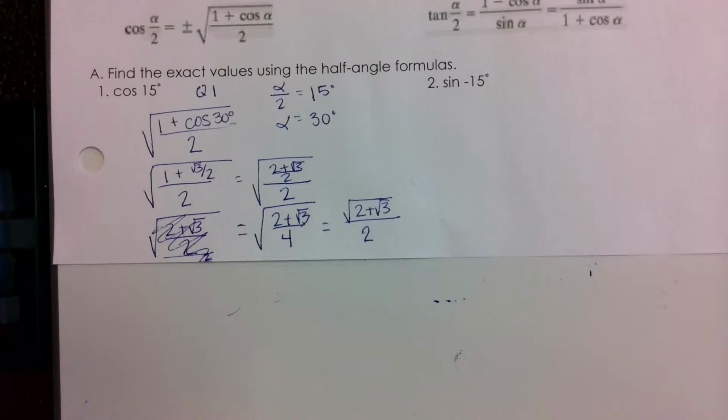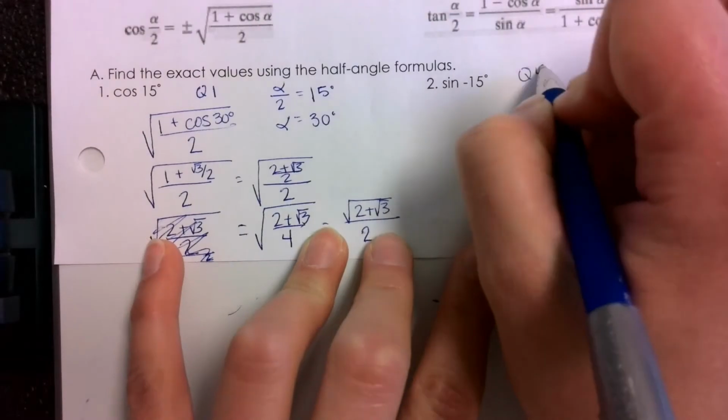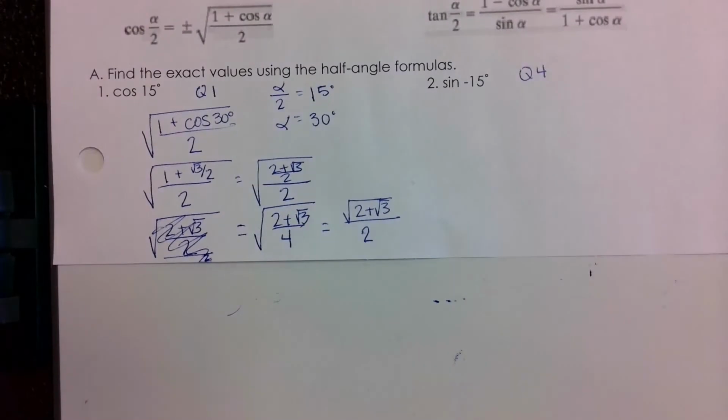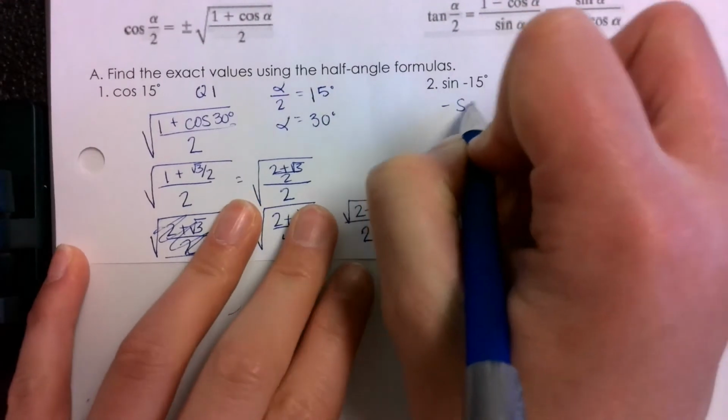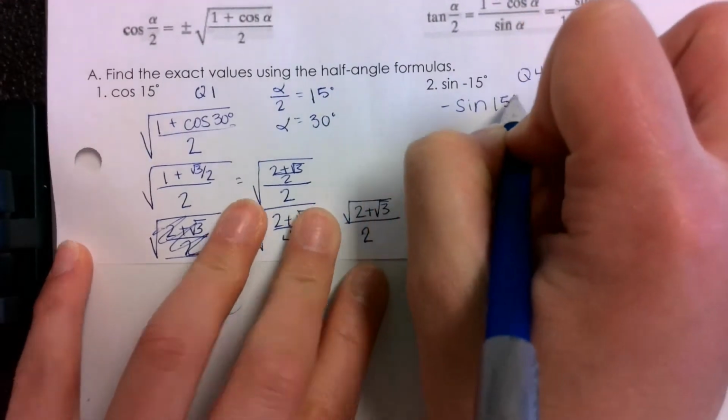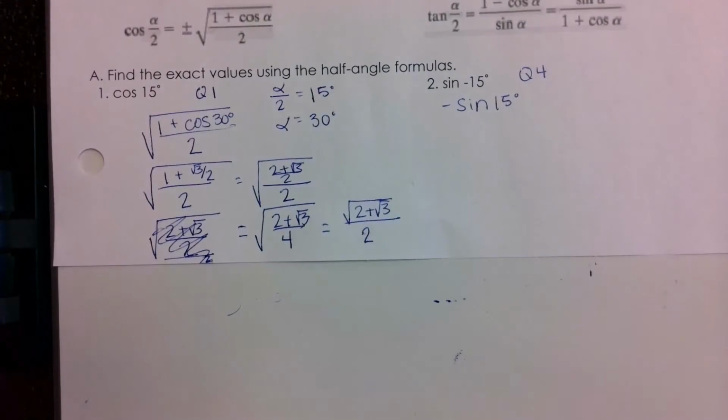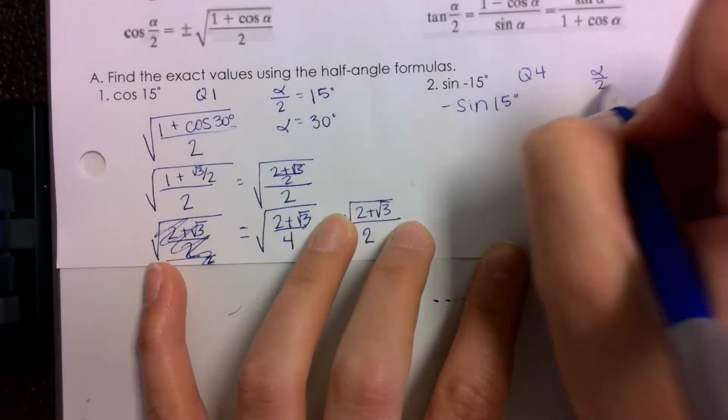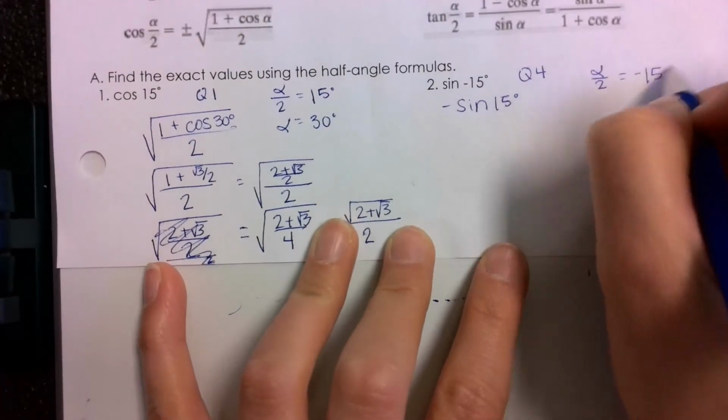So looking at number 2, same idea. So we've got sine of negative 15 this time. What quadrant is that going to fall in? 4. We know it's going to be in quadrant 4. So do y'all remember those even and odd rules that we had for trig functions? Like if you have a negative angle, you can pull it out sometimes. So for sine, we can pull that out. So you have like negative sine of 15, and it's the same thing. So again, we had some angle divided by 2 gave us negative 15. So negative 30 is going to be our angle this time.